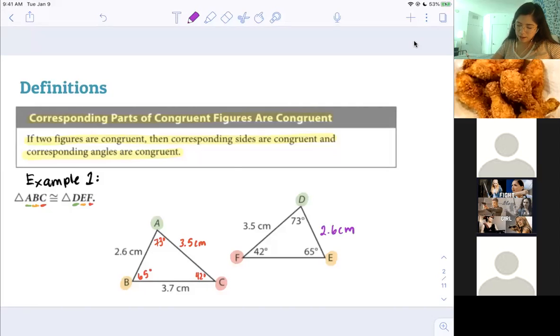And then line segment EF? 3.7 centimeters. So we're going to see a few problems now where they're going to have you figure out the measurement of the missing angle or the measurement of the missing side using what we know about congruence.